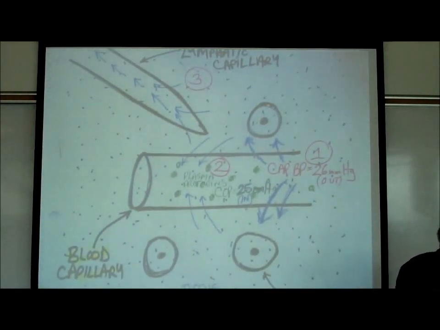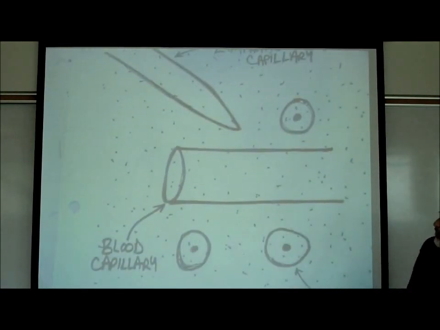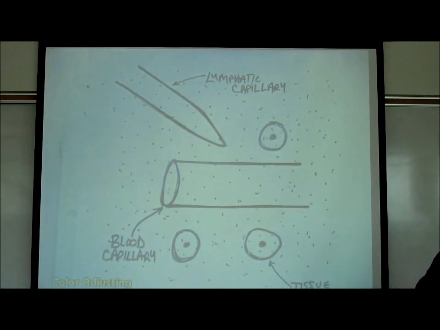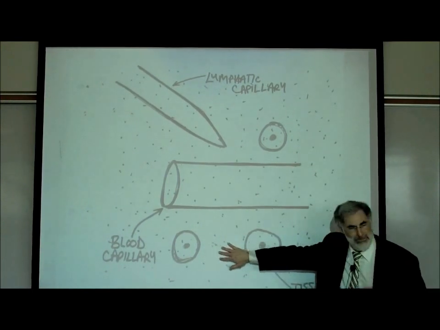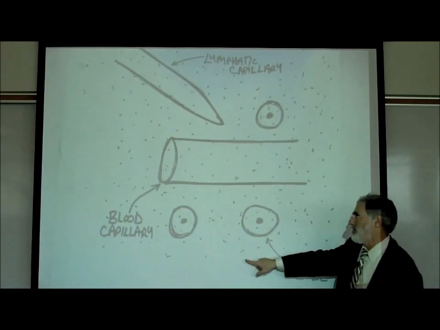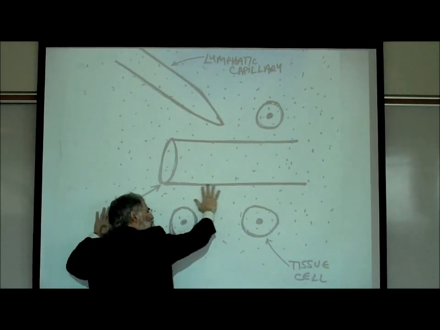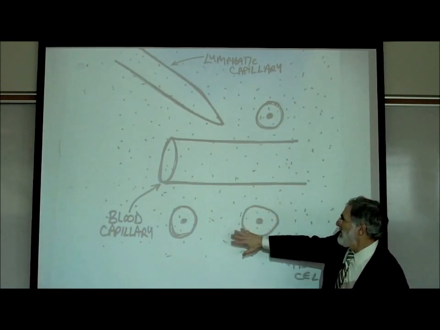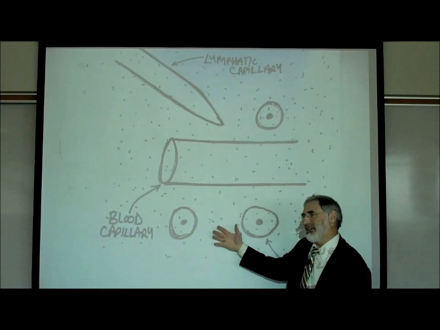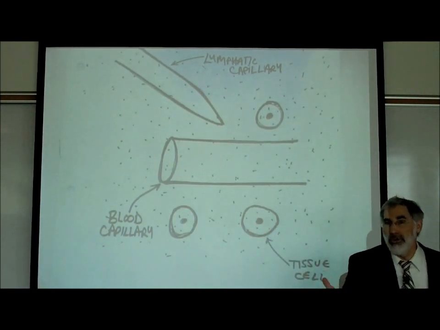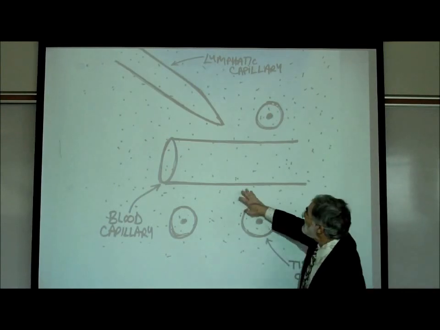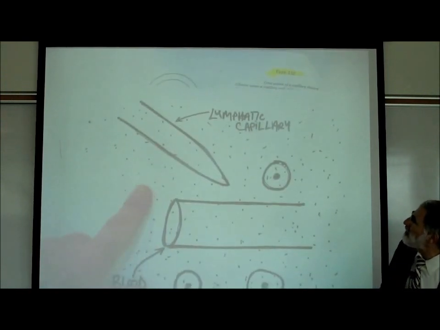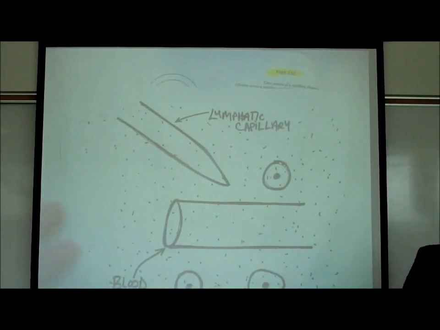Okay, so first, in your picture, let's just label the parts. These are cells in our body. They're labeled tissue cells. They are surrounded by tissue fluid. I tried to represent, maybe not so great, that it looks pretty isotonic between the tissue fluid and the intracellular fluid. And we know it is. It's perfectly isotonic. This is a capillary. And up here, this is a lymphatic capillary, a lymphatic vessel.